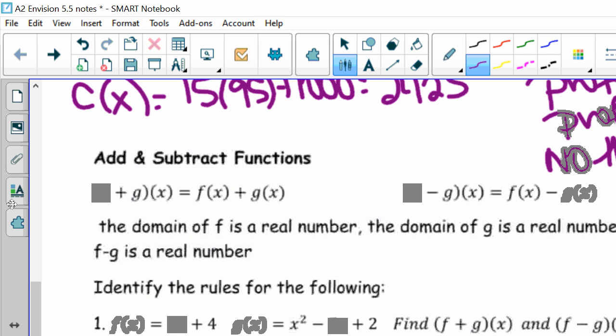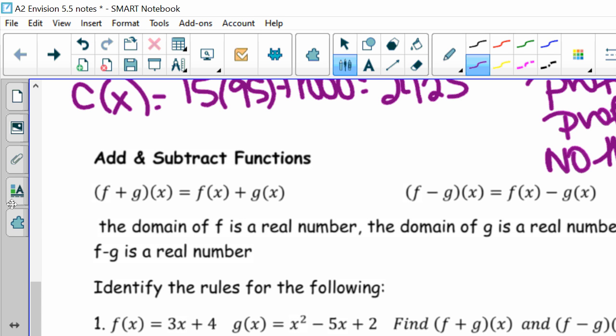Okay? Now we're going to look at adding and subtracting functions. f plus g of x is equal to f of x plus g of x. f minus g of x equals f of x minus g of x. Then it tells us that the domain of f is all real numbers, the domain of g is all real numbers, so the domain of f plus g and f minus g would also be all real numbers. We're going to identify the rules for the following and find the domain. Let f of x equal 3x plus 4 and g of x equal x squared minus 5x plus 2.